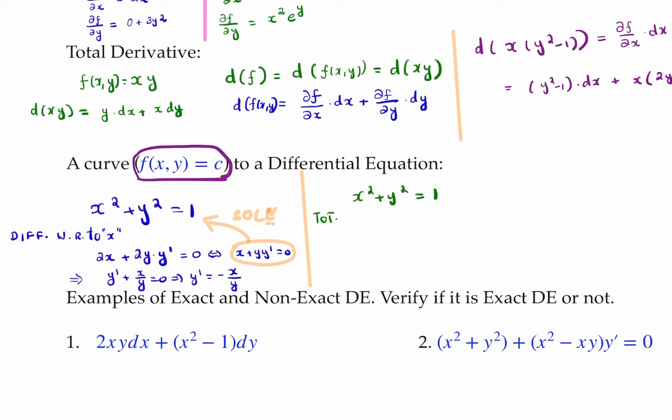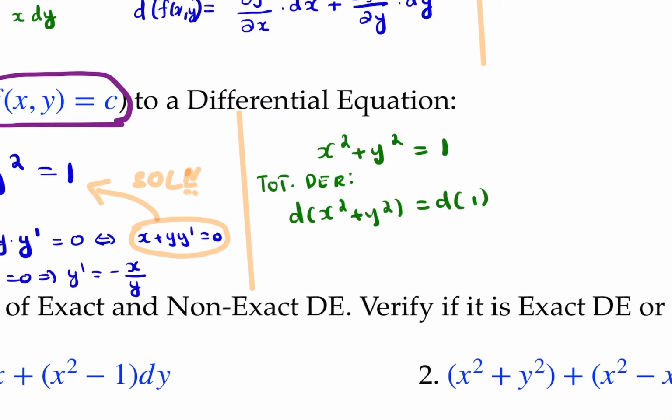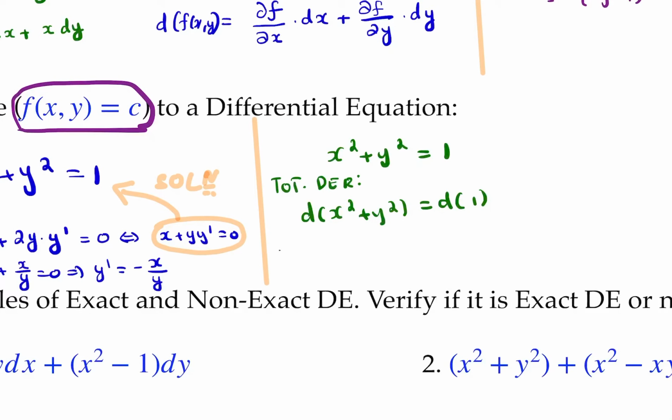If I do the total derivative on both sides, I'm going to have d of x squared plus y squared equals the derivative of 1. In this case it is 1, but it could be anything. It could be x, it could be x squared plus y, anything. And if I apply the total derivative on the left-hand side, ladies and gentlemen, I am going to have 2x, the derivative of this with respect to x, times dx, plus the derivative of this with respect to y, which is 2y times dy.